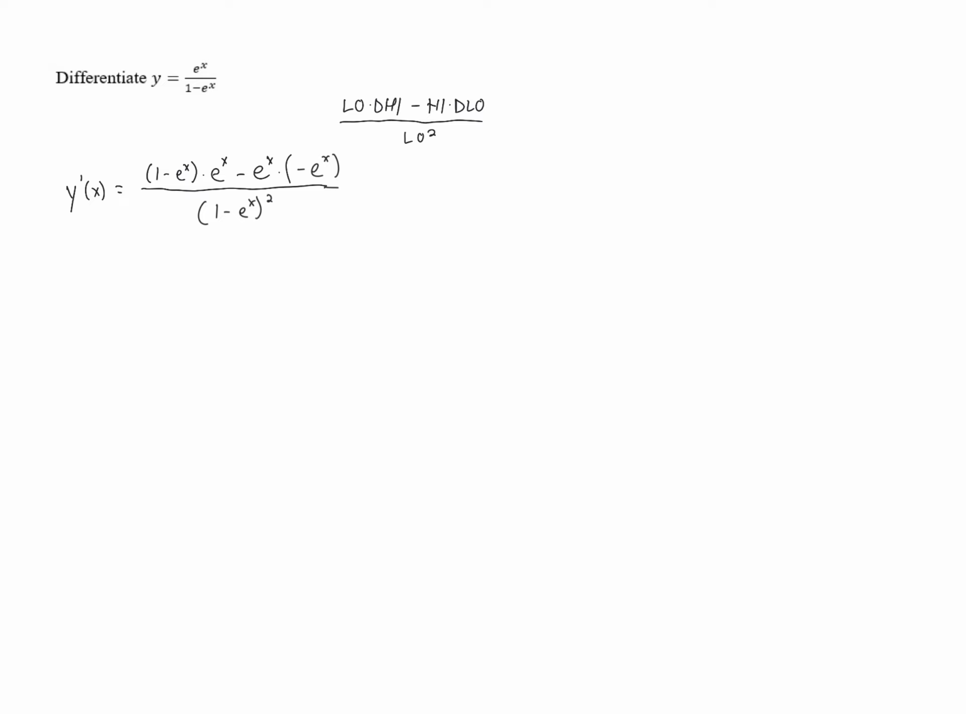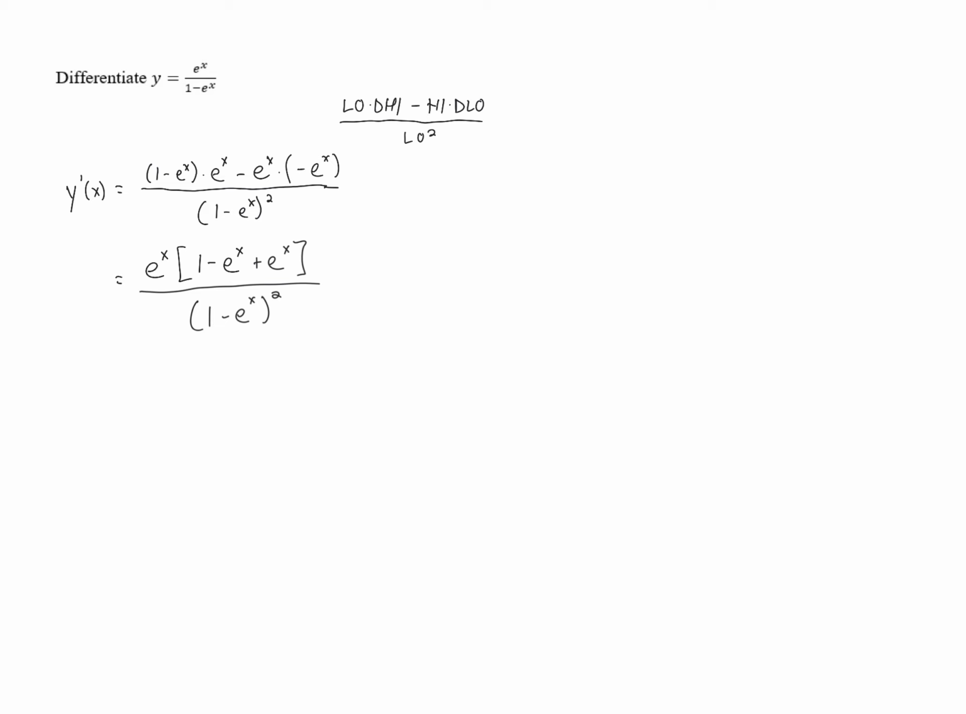Now in the numerator, we notice that we have an e to the x in the first part and the second part. So we could factor out an e to the x in the top. We could take out an e to the x, and then that gets multiplied by 1 minus e to the x. And then if we factor out this e to the x, remember we still have subtracting a negative, so that's going to end up being plus e to the x. And then this is all over 1 minus e to the x quantity squared.